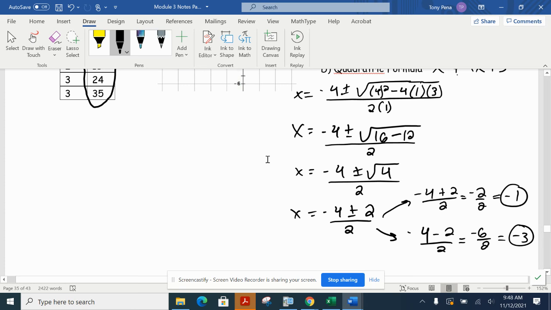Add this off to the side here where you have this little blank space. What we want to identify is how many solutions we have and what kind of solutions they are. So we have two solutions. So you're going to put two, and we're going to write these as two real solutions.